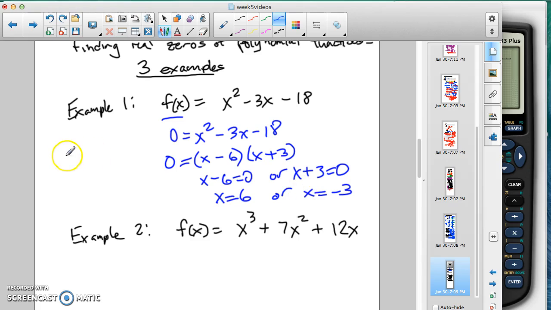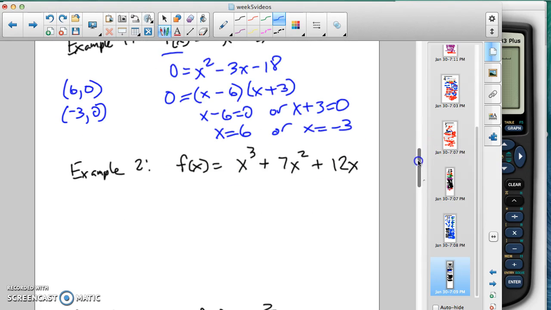So that tells us in this function 6, 0 is a point on the function and negative 3, 0 is a point on the function. This is a graph of the function. Now let's take a look at the second example.